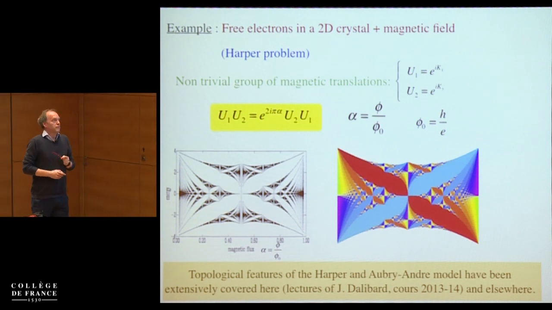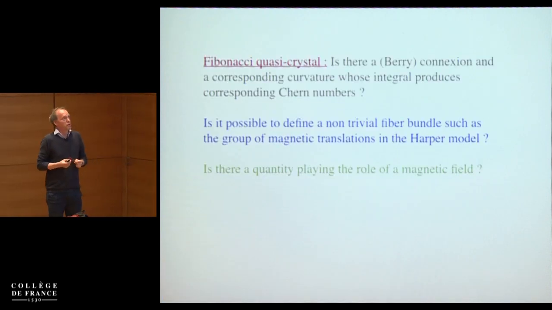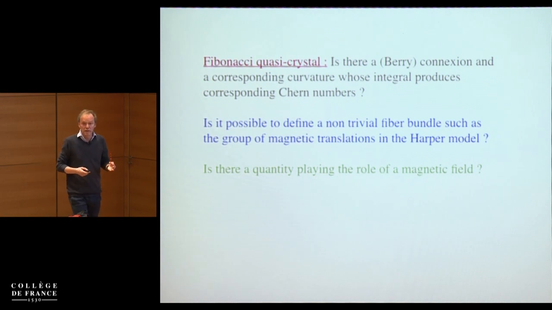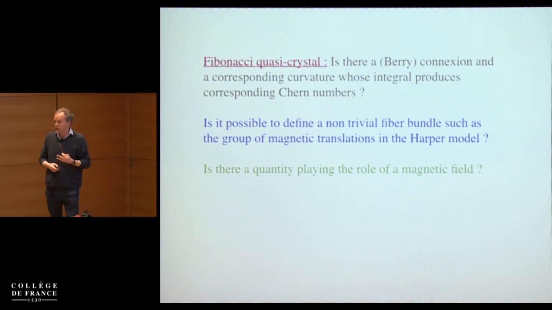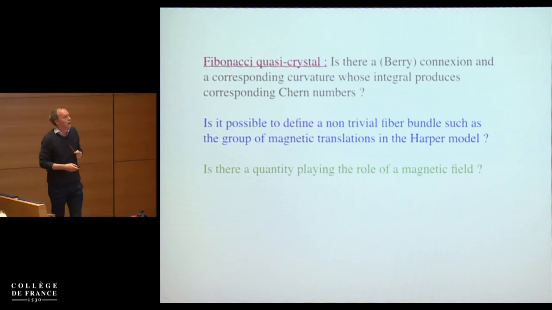Okay, so now what about our Fibonacci quasicrystals? Again, in the light of all what I said, is there a Berry connection and a corresponding curvature whose integral produces corresponding Chern numbers for this problem? And is it possible to define a non-trivial fiber bundle, such as the group of magnetic translations in the Harper model? And is there a quantity that plays the role of a magnetic field? Here, there is no magnetic field in this problem. Okay? So that's the kind of question that we would be interested to answer.